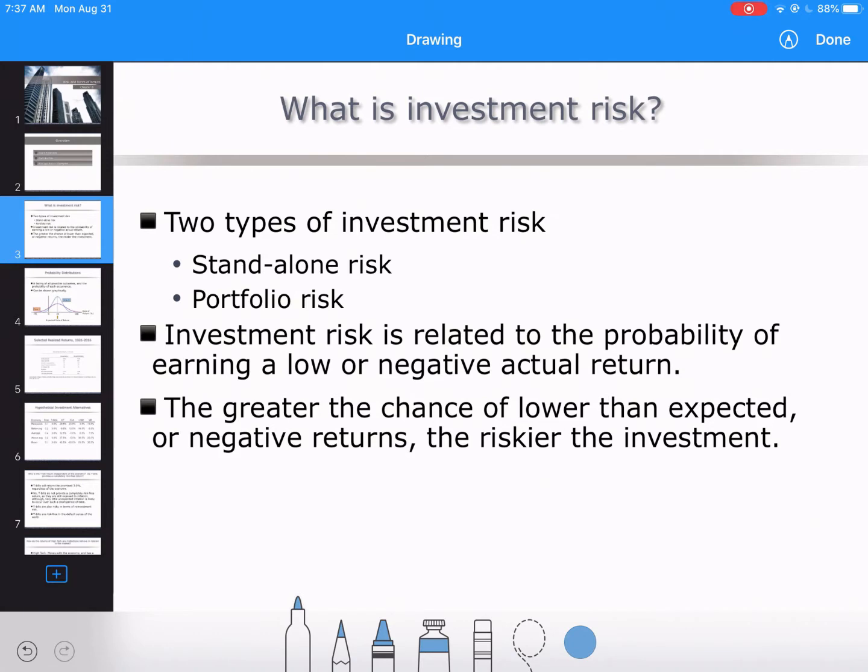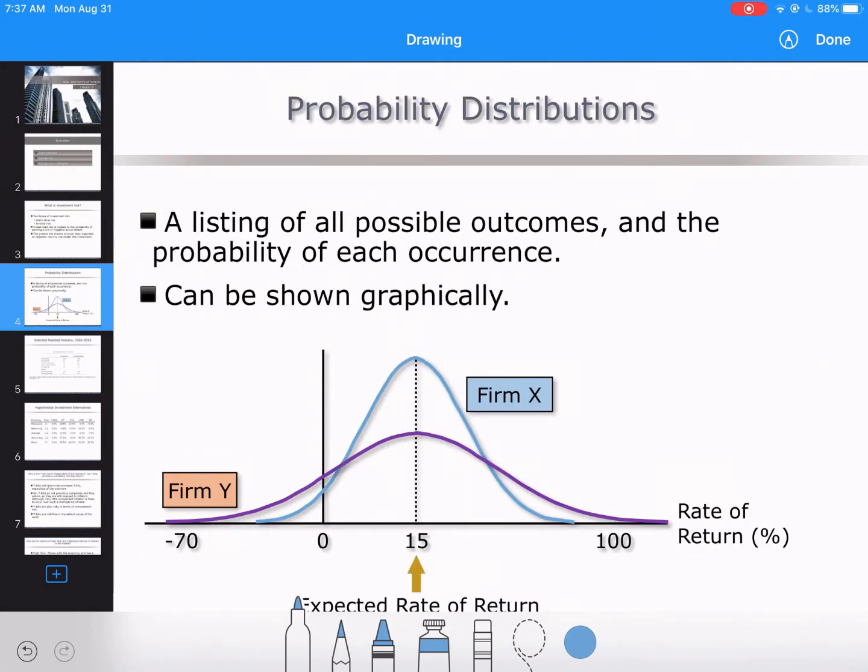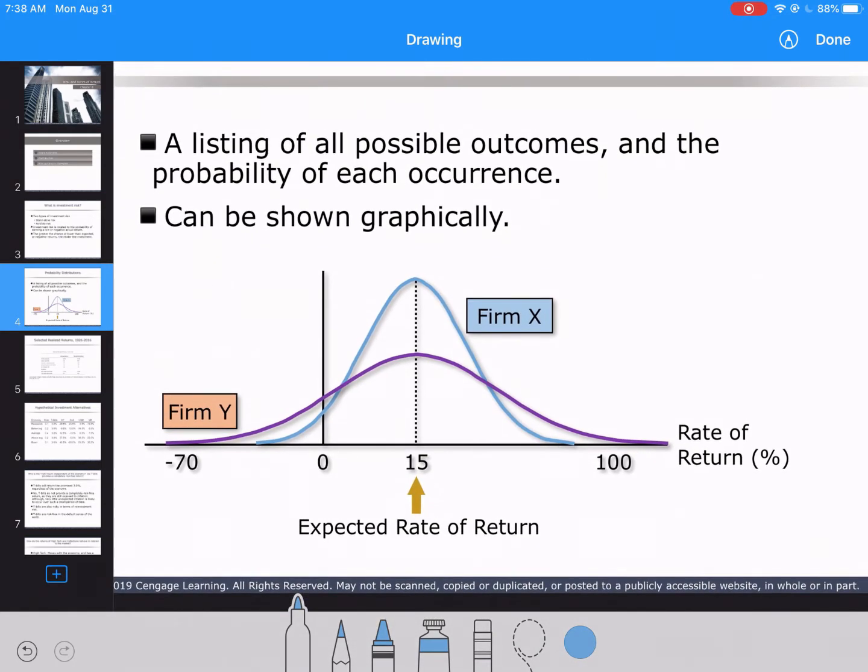Now, how do you calculate the risk? You see there are two graphs here, one in blue, another in purple. One is firm X and the other is firm Y. Which do you think has more risk? The average return is 15, and firm X has a higher risk than firm Y because it is dispersed.